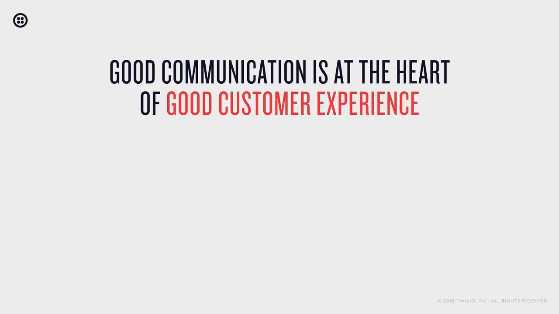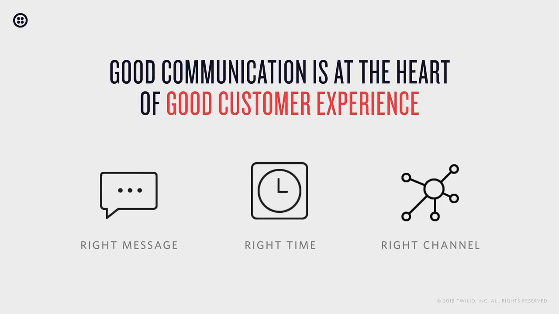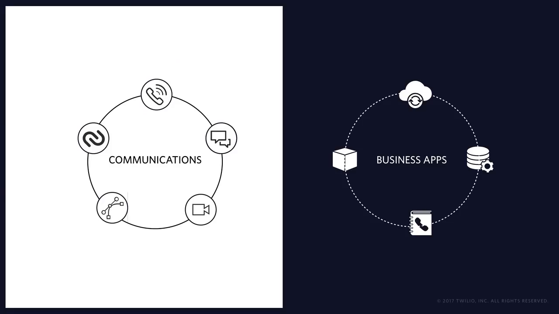We all know that the key to providing good customer experience is good communication, which can be defined as communicating the right message at the right time on the right channel. But why is this so hard? When your contact center technology is distributed across multiple systems that are siloed and can't talk to each other, it's hard to surface the relevant information about each customer that's needed for contextual conversation.